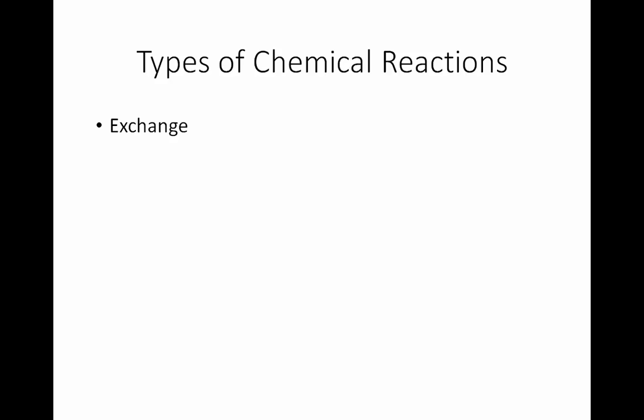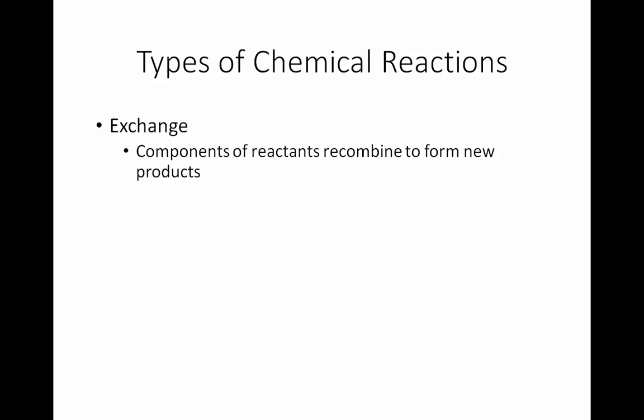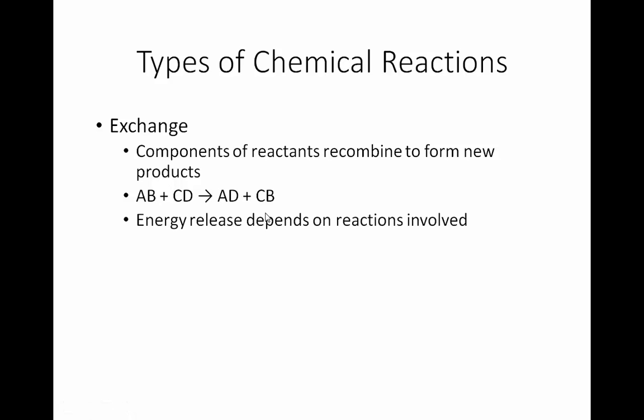Most chemical reactions in the body are kind of combination reactions. They're what we call exchange reactions. That is, the components of the reactants break apart and recombine to form new products. So it's kind of like AB plus CD. The A and the D recombine and the C and the B recombine, and you make new products from the reactants. Because you're breaking bonds and reforming bonds, it depends exactly on the nature of the exchange reaction if overall you make more energy or overall you use more energy. So the energy release depends exactly on the reactions.